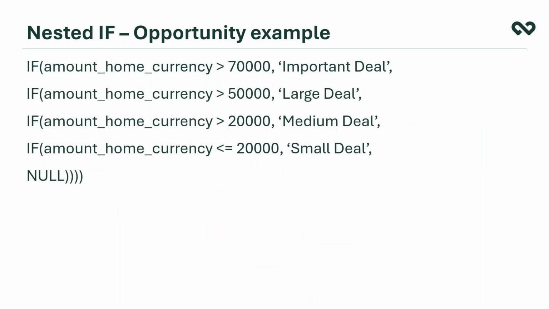The first row is similar to the example from earlier, though you can see that rather than adding a false statement, it goes down to the next row, which says if the value is greater than 50,000 to put large deal. The third row, if the value is more than 20,000 to put medium deal, and so forth. And then the last one, we have that if none of these are met, then to put null.